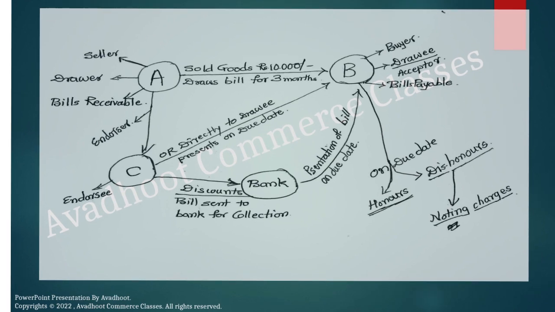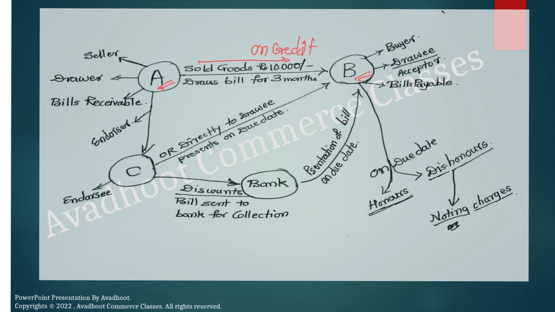Now see here, Mr. A is there as usual, Mr. B is there. A sold goods to Mr. B. In this part, I'm going to explain, and then later, considering this example, we are going to solve the problem by journal entries in different books. Sold goods of rupees 10,000, that is on credit to Mr. B.